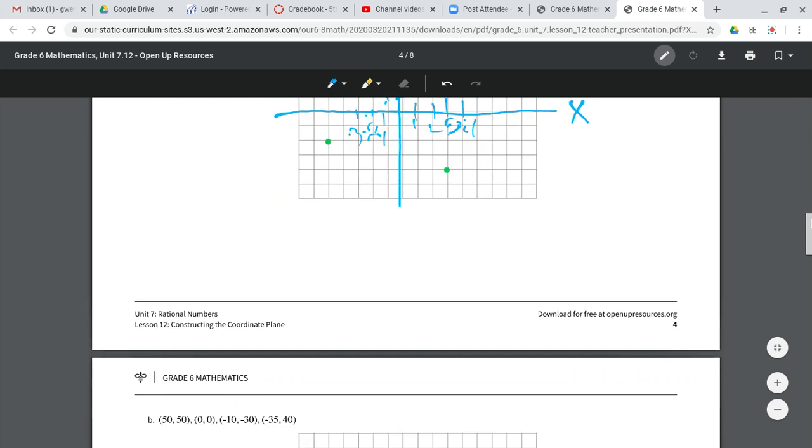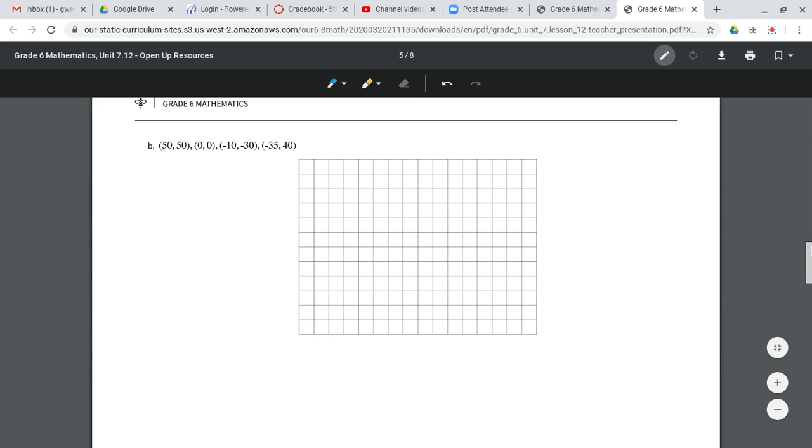Now we're going to go ahead and take a look at this next one. So for B, we have the points 50, 50; 0, 0; -10, -30; and -35, 40. So once again, we have both positive and negative coordinates. So we need to have all 4 quadrants represented in this. But what else do we notice about our points? They're pretty spread out. We're going all the way from 0 to 50 and from 0 to -30 and -10. We've got points all over the place with this.